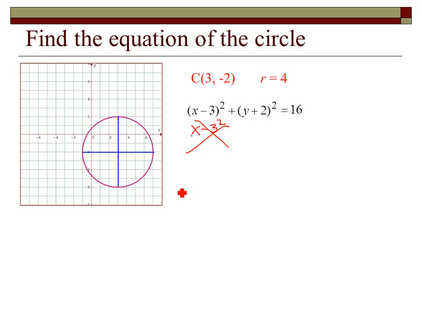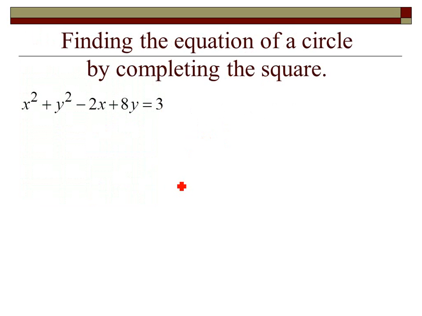Okay, a little more challenging is getting the equation of a circle when it's written in standard form. So we do this by completing the square. So we have x squared plus y squared minus 2x plus 8y equals 3. Sometimes you'll see it minus 3 equals 0. It depends on who wrote the equation, but this is pretty much a standard form. So you'll see these things completed this way.